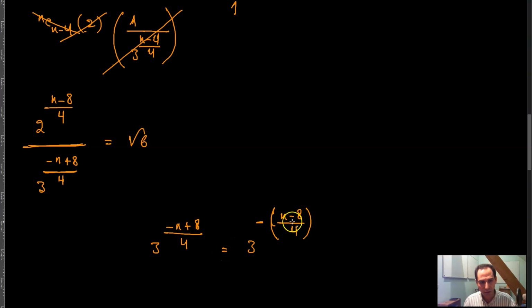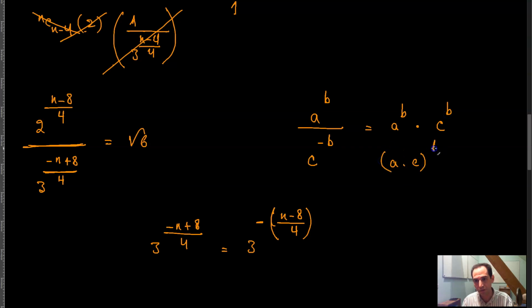So that would be the same thing as, now suppose that you have this power over here, so you have a raised to the power, for example, b, and c raised to the power, for example, negative b. How would you simplify this? That would be the same thing as a raised to the power b times c raised to the power b, which is a times c raised to the power b.